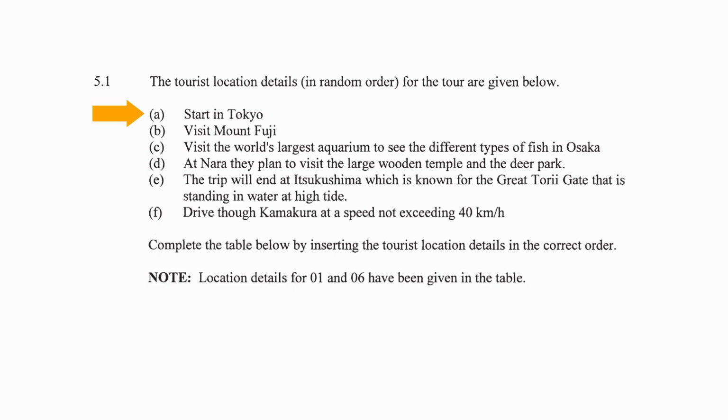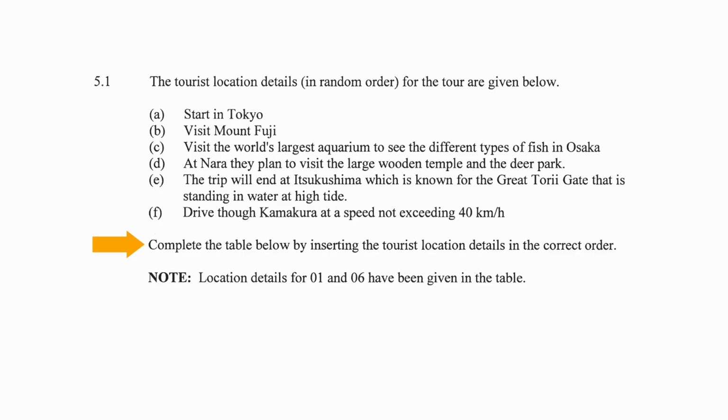That is, A. Start in Tokyo. B. Visit Mount Fuji. C. Visit the world's largest aquarium to see the different types of fish in Osaka. D. At Nara, they plan to visit the large wooden temple and the deer park. E. The Torii at Itsukushima, which is known for the Great Torii Gate that is standing in water at high tide. And finally F. Drive through Kamakura at a speed not exceeding 40 km per hour. You are instructed to complete the table by inserting the tourist location details in the correct order.